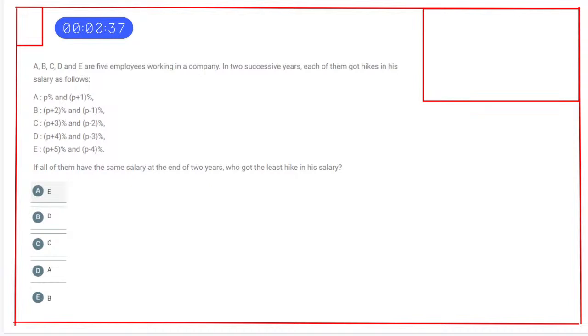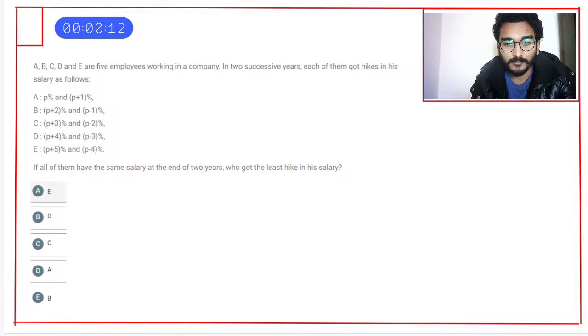So there are 5 employees in a company. In 2 successive years, each got hikes in the salary, and the hike percentage is given to you in the first and second year respectively. You have to find out who got the least hike in the salary. So you can think of any value of p. Okay, let's just start this question.